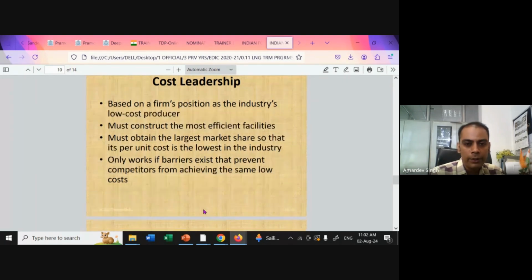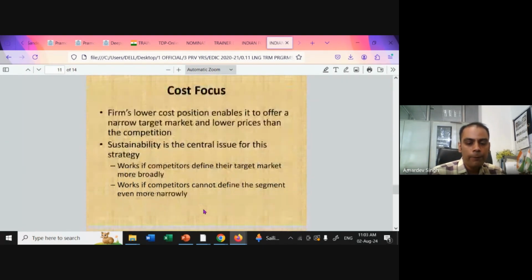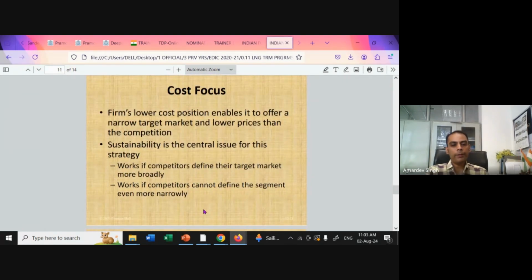So cost leadership is one strategy. When we say cost focus, it means the firm's lower cost position enables it to offer a narrow target market lower prices than the competition.